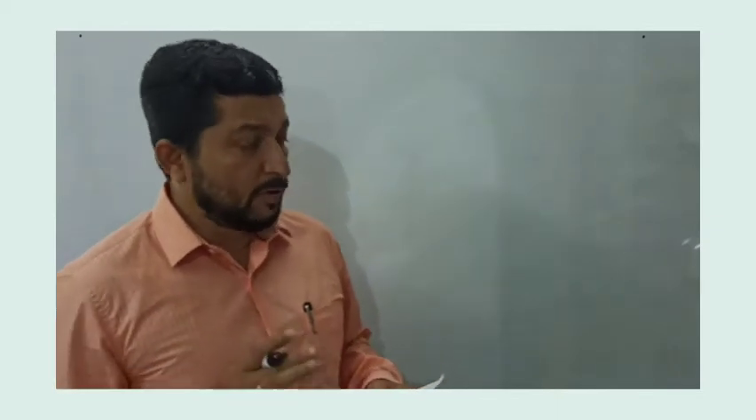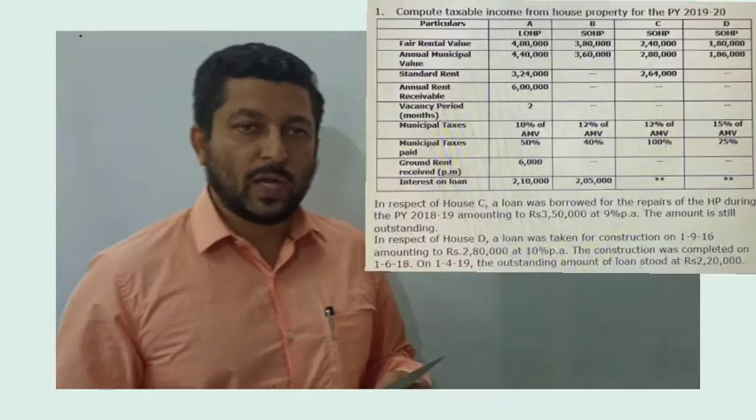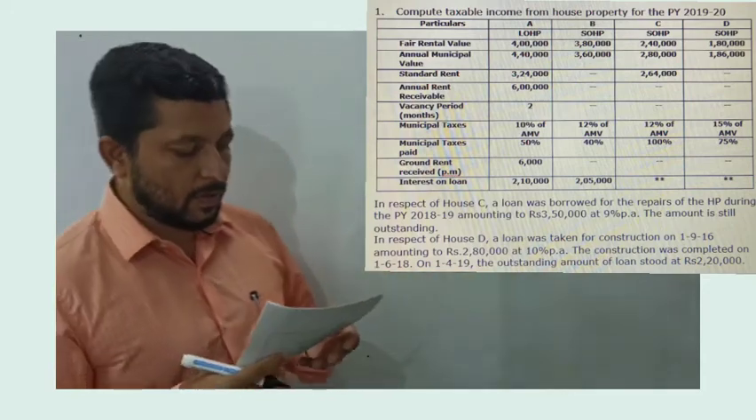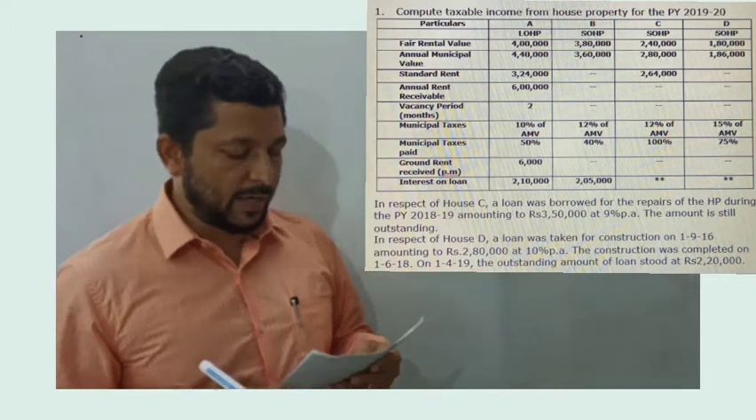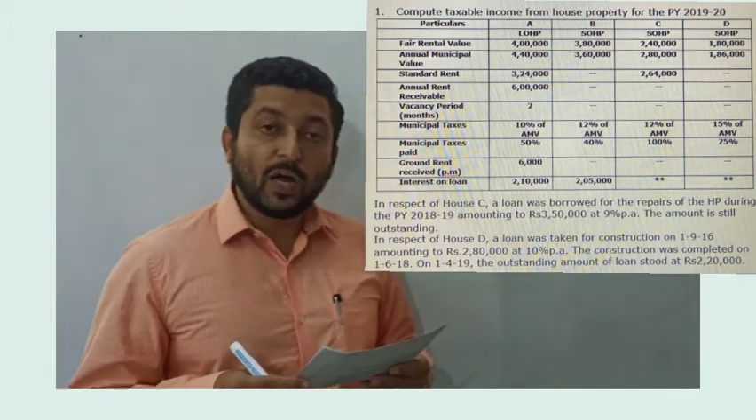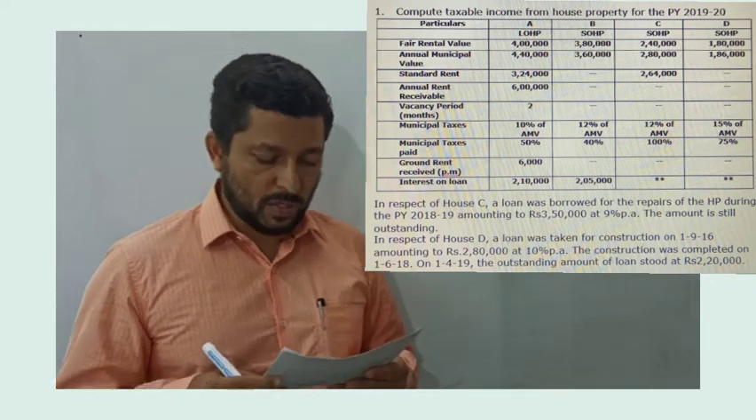Today we are going to solve two comprehensive problems on income from house property. The first problem is very important because it is going to cover all the aspects of house property. So let's look at this particular problem. Compute taxable income from house property for the previous year 19-20. There are four houses given: House A, House B, House C and House D.